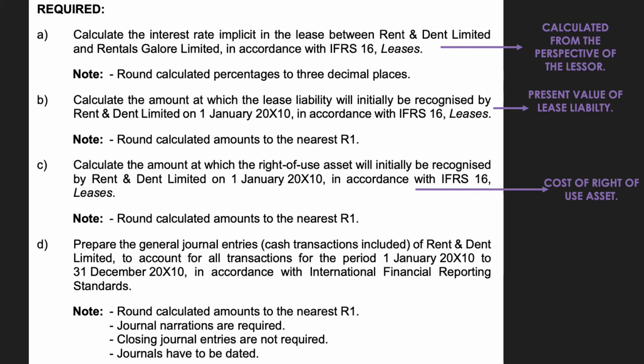And then D, prepare the general journal entries, including cash transactions, of Rent&Dent Limited to account for all transactions for the period 1 January 2010 to 31 December 2010 in accordance with IFRS. Note, round calculated amounts to the nearest rand. Journal narrations are required. Closing journal entries are not required, and journals must be dated. Now that we have a good idea of what we need to do in order to answer these requireds, we can now go and read through the information.